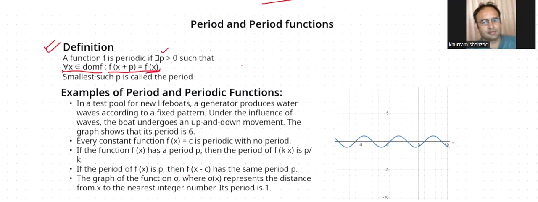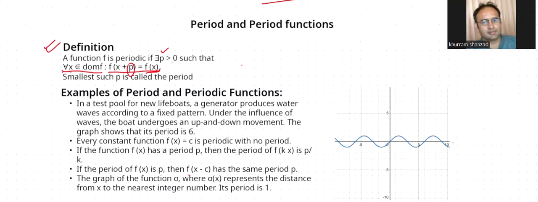So such a function is called a periodic function, and such a positive number p, when we add this p to the function, it is not changed. So it means that the period of f of x is equal to p.